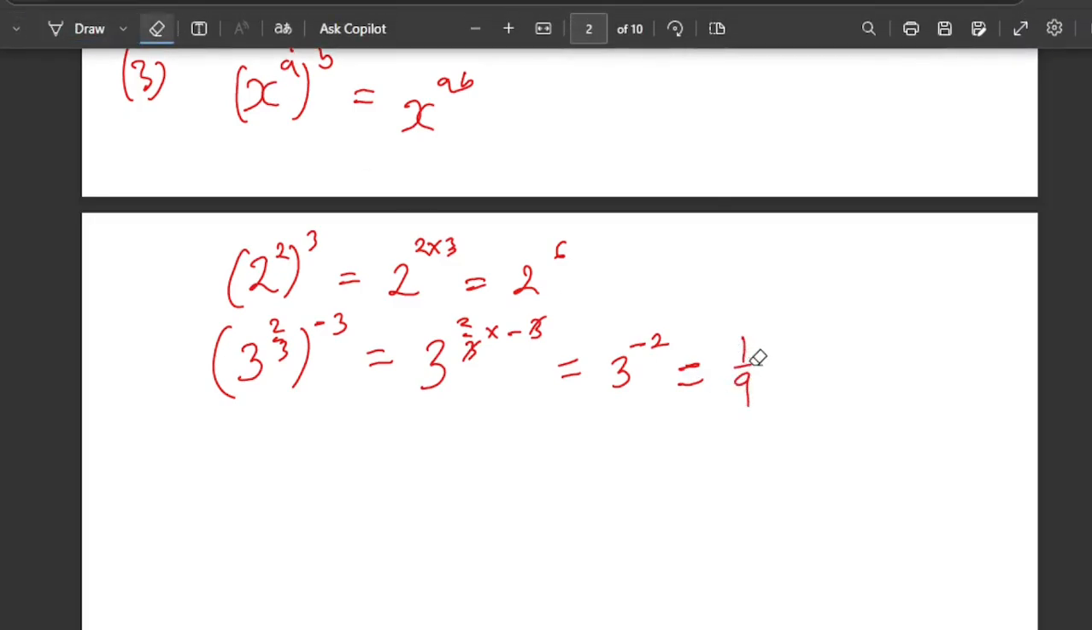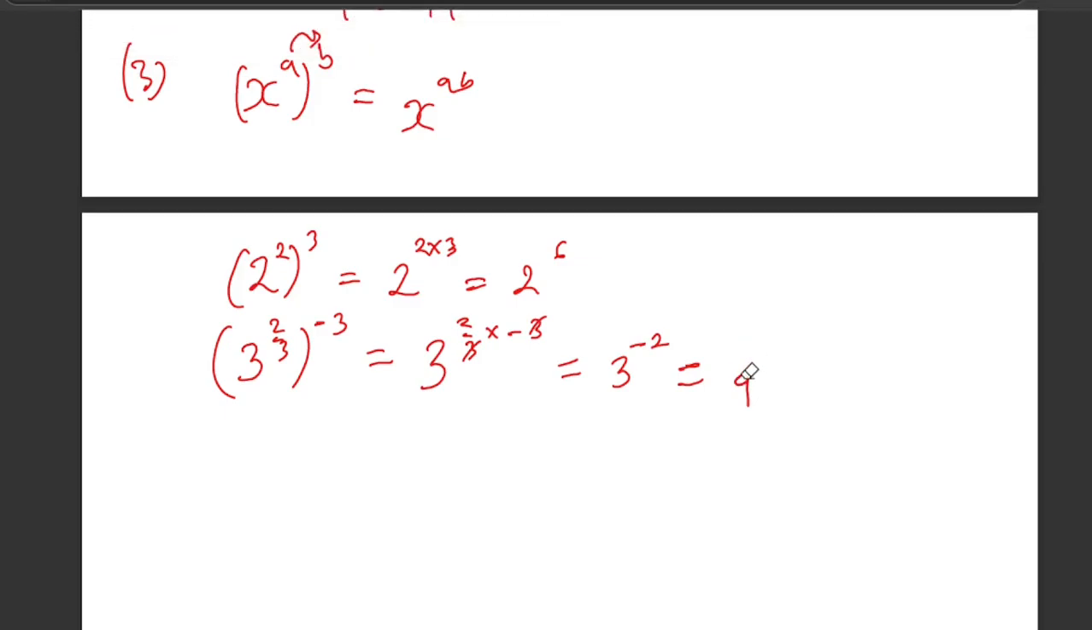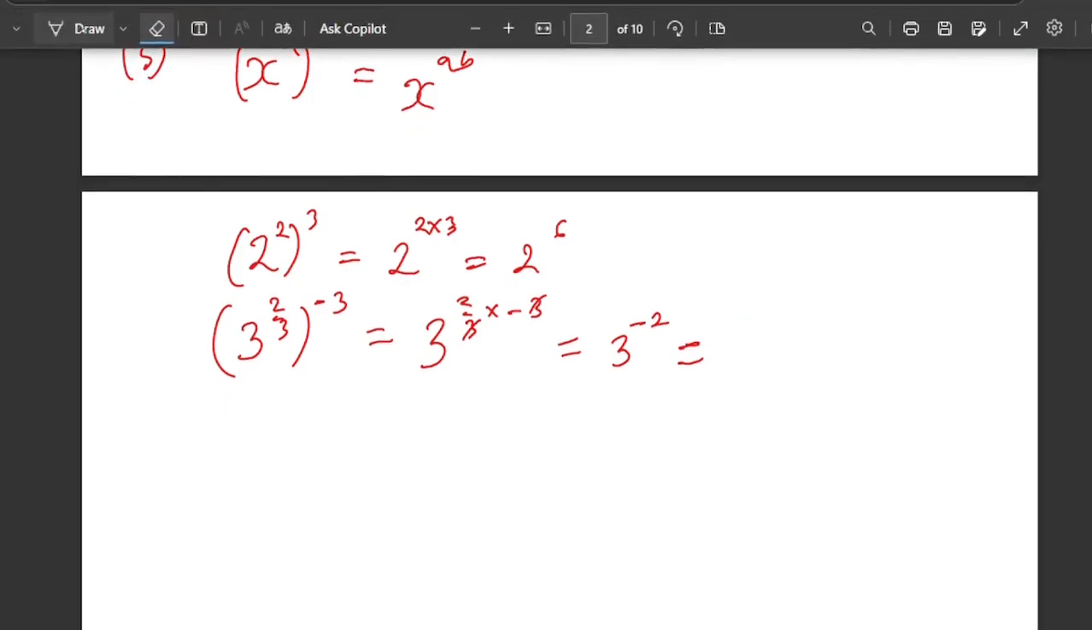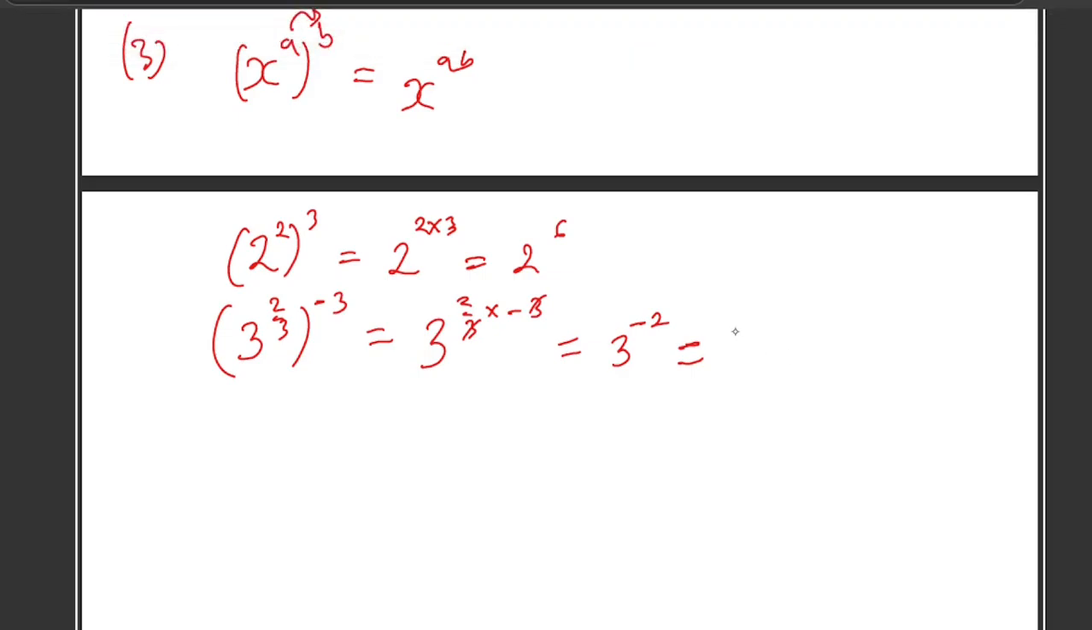Okay, or let's do it this way. 3 raised to power minus 2. That becomes 1 over 3 square. And I think there's another law that actually explains this better. 1 over 3 square. 3 square is 9, 1 over 9. So don't worry, there's a law also that will explain this better.